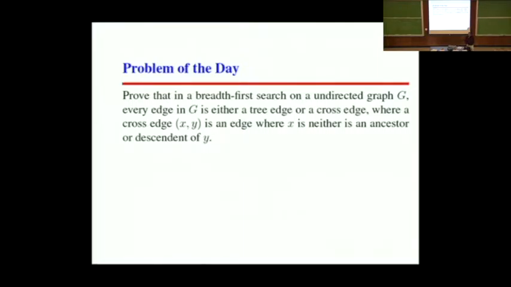It says basically, asks to prove that if you do a breadth-first search on an undirected graph, every edge is either a tree edge or a cross edge, where a cross edge means an edge that is neither an ancestor or a descendant. Okay, where x is neither an ancestor or a descendant. So what does this mean?